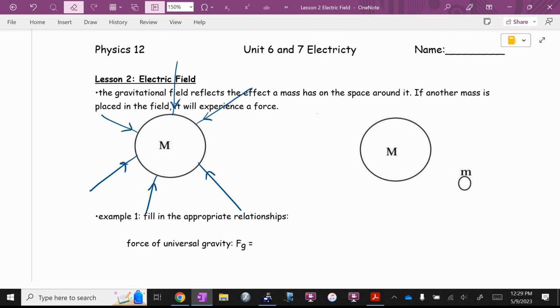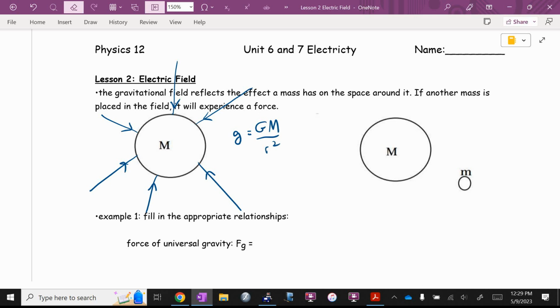That gravitational field will sit there passively until a wandering mass enters that gravitational field. What's our symbol for gravitational field? Little g. Earth's on the surface is 9.8, but if you want to calculate it anywhere, it's big G, big M over R squared.